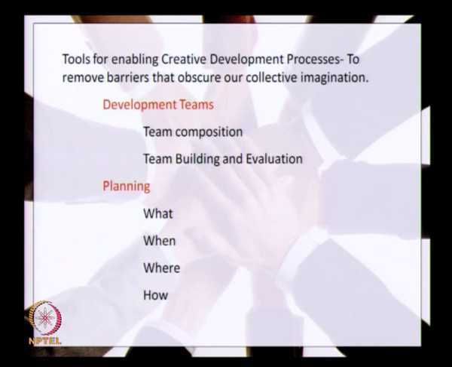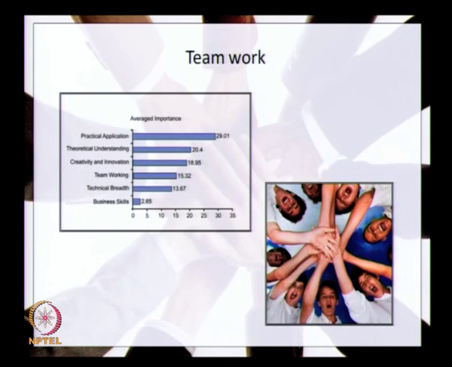That is the first task, teamwork. As you know, teamwork is one of the most important aspects of any group activity. As you can see here, for the success of any teamwork or project activity, the average importance is shown in this chart. You can see that team working is one of the most important parameters. It has around 15.32% weightage compared to practical application and theoretical understanding. So it is only slightly less than creativity and innovation.